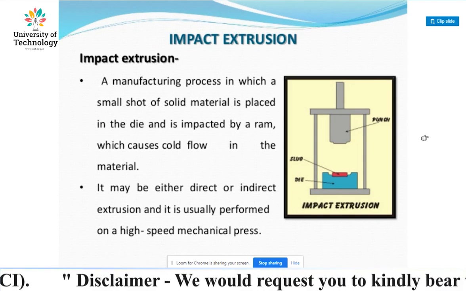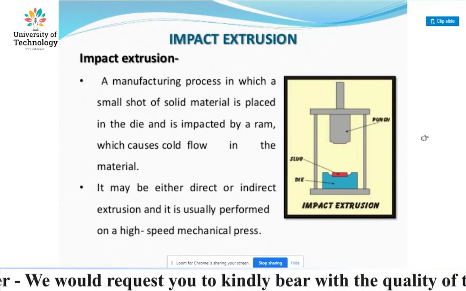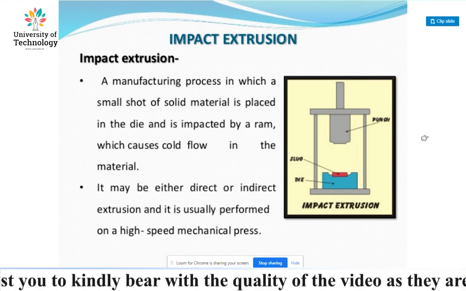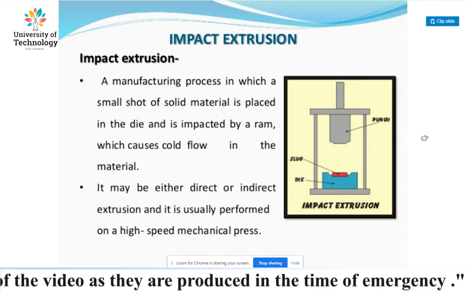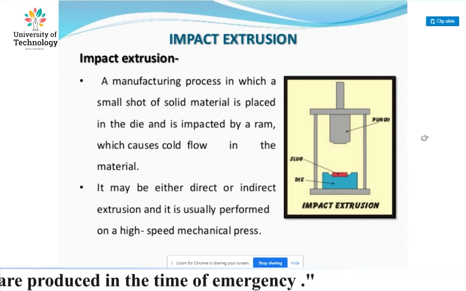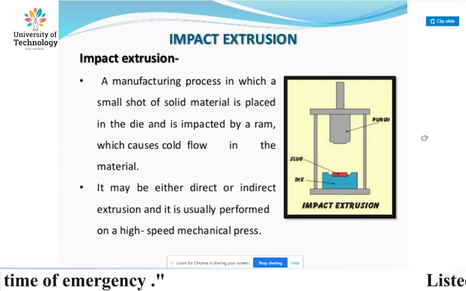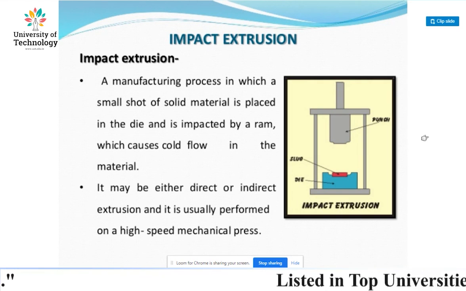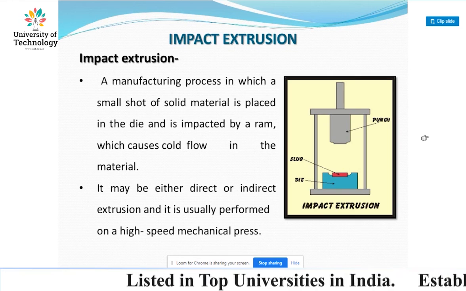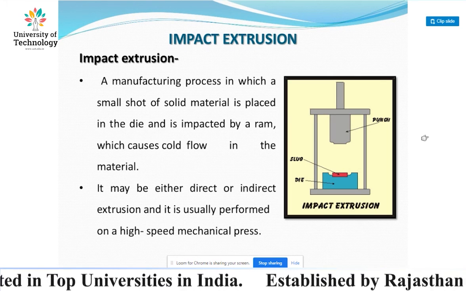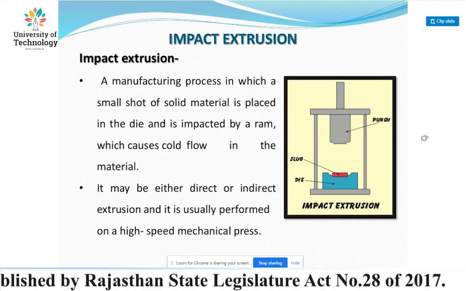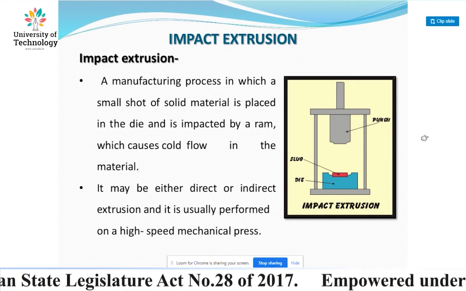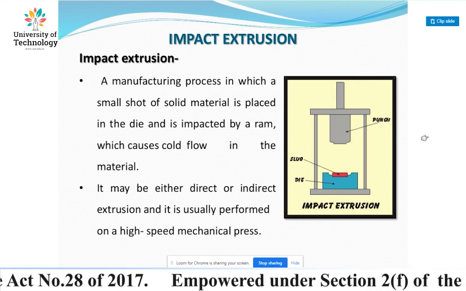The impact extrusion. Impact extrusion is a manufacturing process in which a small shot of solid material is placed in the die and impacted by a ram, which causes cold flow in the material. It may be either direct or indirect extrusion, and it is usually performed on a high-speed mechanical press, as shown in the figure.